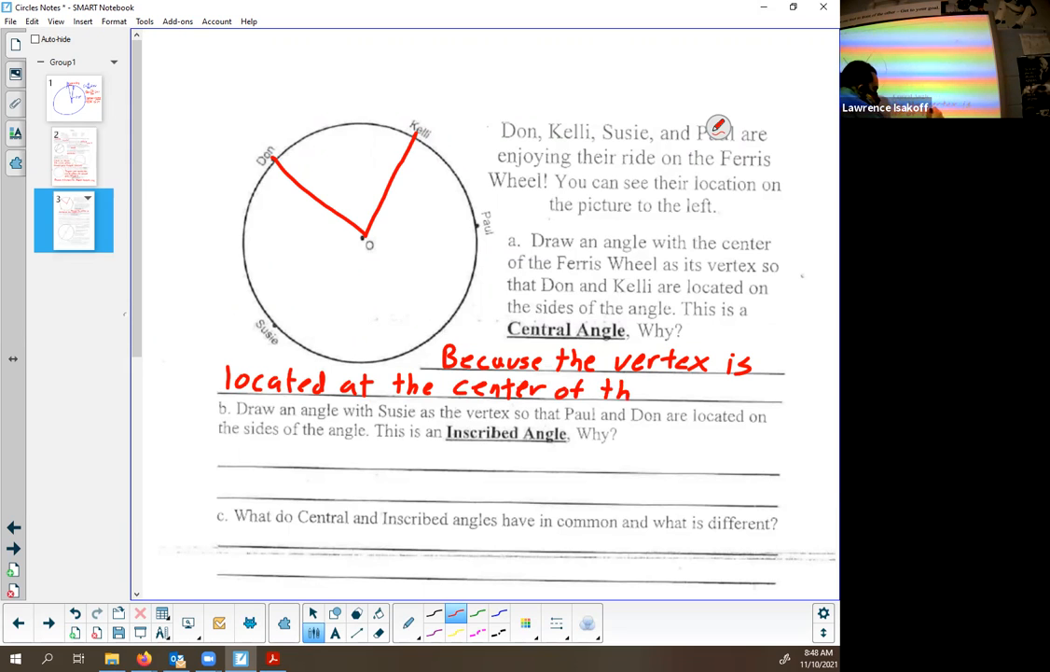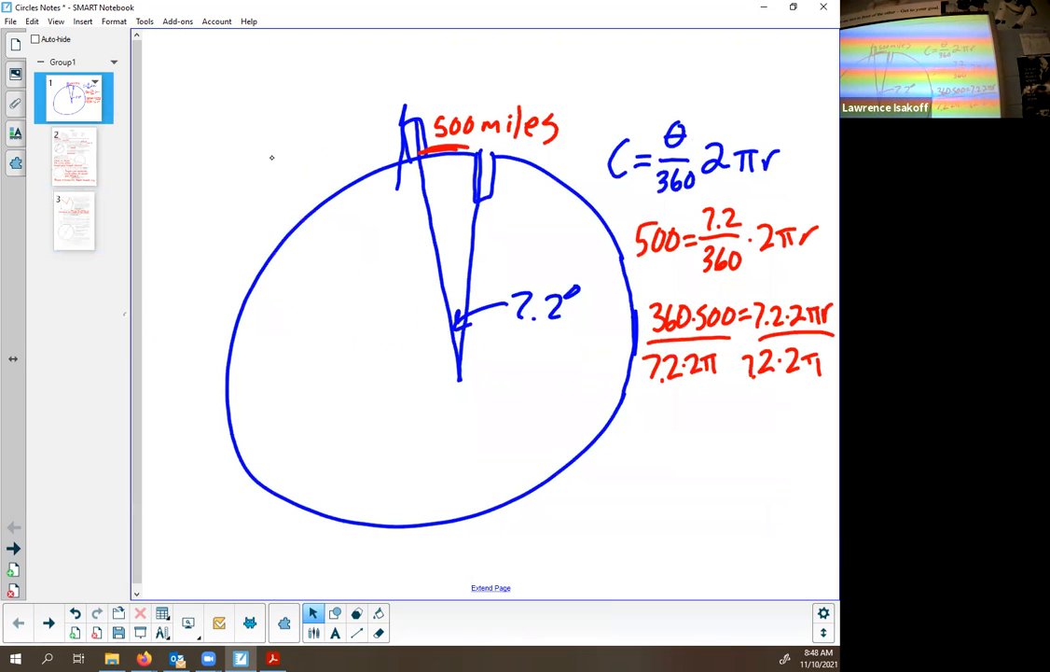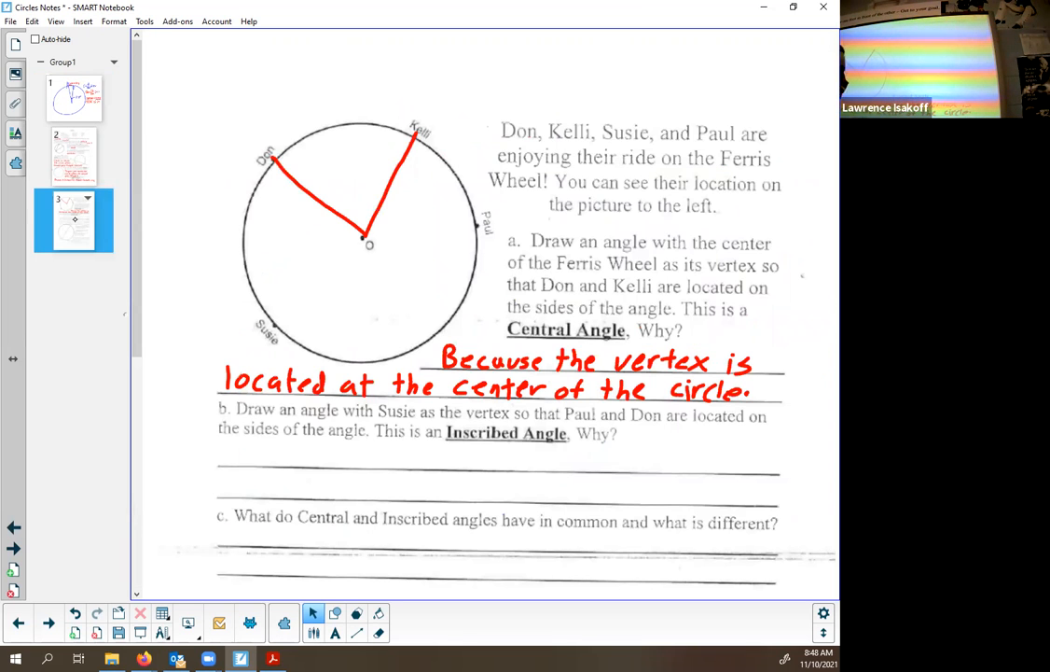of the circle. And if we think back to what we talked about yesterday, about the earth being round, my drawing was really bad over here, but this was a central angle. I went to the center of it to find the radius. So again, that vocab is reappearing here.